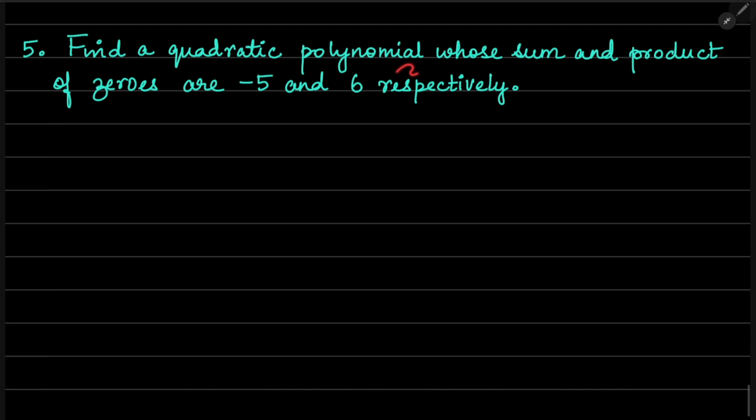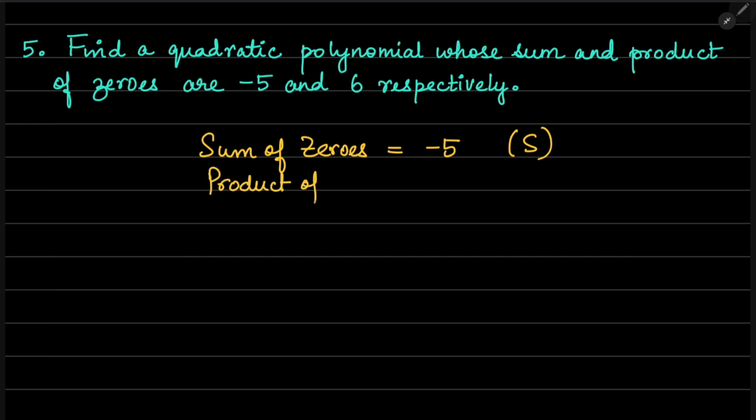Find a quadratic polynomial whose sum and product of the zeros are minus 5 and 6. So it's directly given. It's a very direct question. The sum and product are given. What is the sum of the zeros? Sum of the zeros is equal to minus 5. So this is nothing but your S. And then the product of the zeros is equal to 6. And this is your product P.